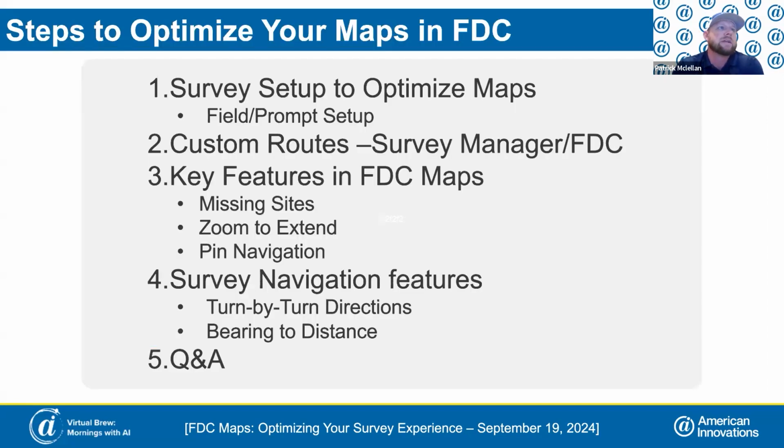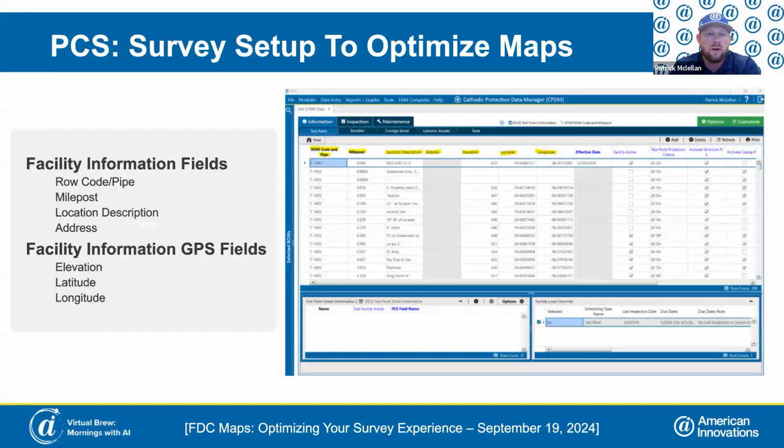So some of the things we're going to cover is how to set up your data and fields in PCS so that you can make sure that your sites correctly display on the maps in Survey Manager as well as in FDC. We're going to highlight key features in the maps on FDC that allow you to really see your facilities, navigate to them, and make your inspection work seamless. And then we're going to talk about some navigation features that are nice bonus features on how to navigate efficiently to your assets and locate them while you're in the field. We'll end with a quick Q&A if anybody has any questions, but we'll hold those questions till the end. So again, these are the quick reference slides.